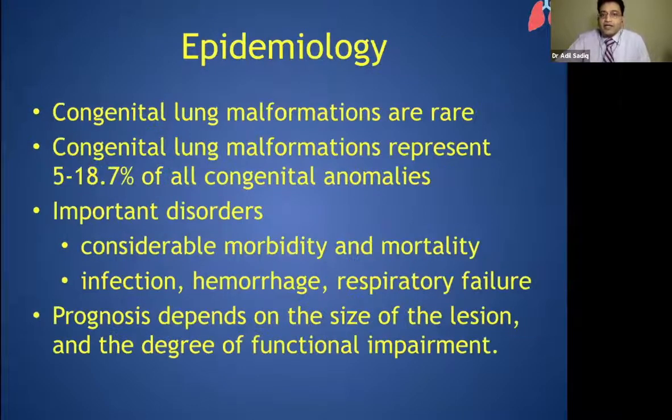So I think congenital lung diseases are very important. However, they are rare, but the reason they are important is because they have considerable morbidity and mortality in the population that they affect. There is a significant amount of infection, recurrent hospitalizations, hemorrhage, and respiratory failure. And to be honest, they form around 5 to 20% of all congenital anomalies across the spectrum. What's important to note is that the prognosis of these lesions depends not only on the size of the lesion, but also on the amount of functional impairment that they've caused the patient.